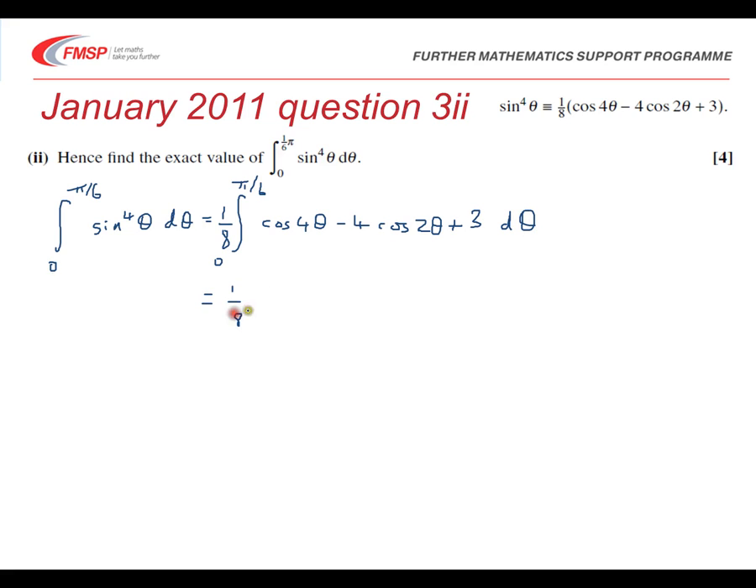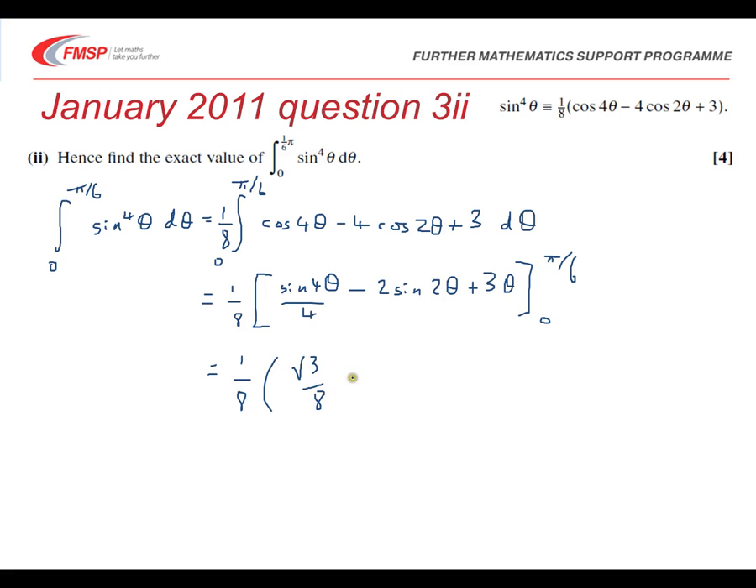So this is now an 1/8 of sine 4 theta over 4 minus 2 sine 2 theta plus 3 theta, evaluated between 0 and pi over 6, and then if we evaluate that we get an 1/8 of root 3 over 8 minus root 3 plus 3 pi over 6, evaluated at pi over 6, 0 when evaluated at 0, and then just tidying up we get pi over 16 minus 7 root 3 over 64.